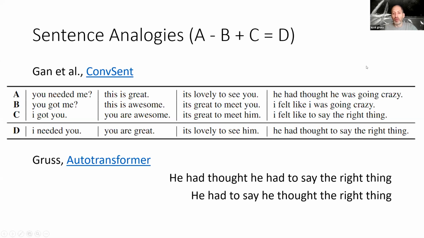plus "I felt like" to say the right thing. And so we want him, instead of going crazy, to say the right thing. And GAN got this result: "He had thought to say the right thing." And I got these also very viable results: "He had thought he had to say the right thing," or "he had to say he thought the right thing." So these are initial results, but very interesting that we can do algebra and analogies on the sentence embedding representation and get semantically relevant results.